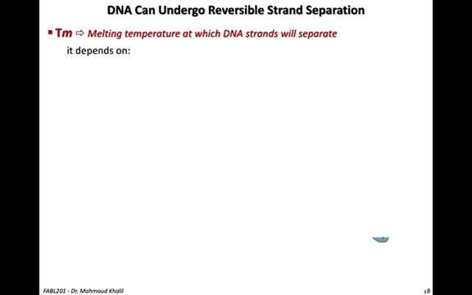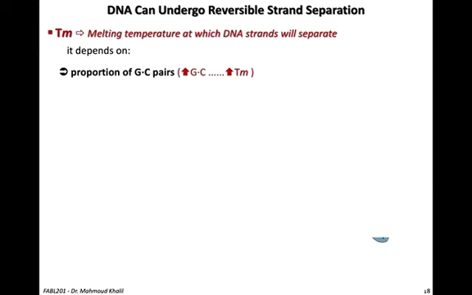So what is the melting temperature, Tm? Tm is the melting temperature at which DNA strands will separate. It depends on the proportion of GC content in the DNA. Of course, if the DNA molecule has a lot of GC, that will increase the temperature needed to melt the DNA. And why is that?